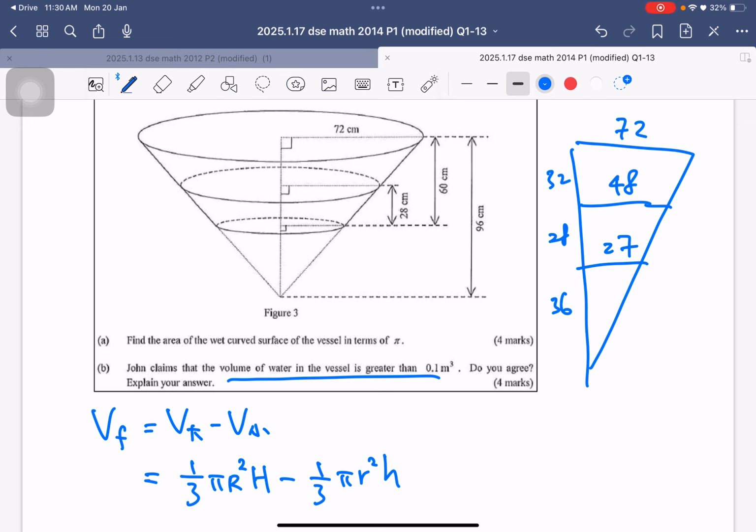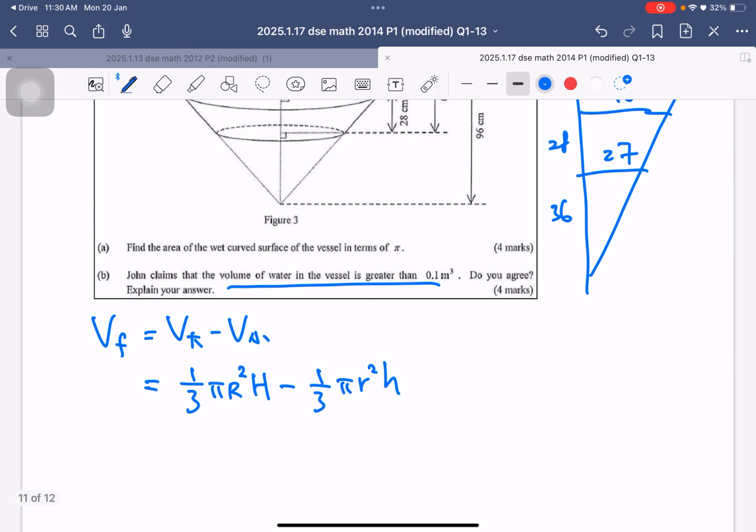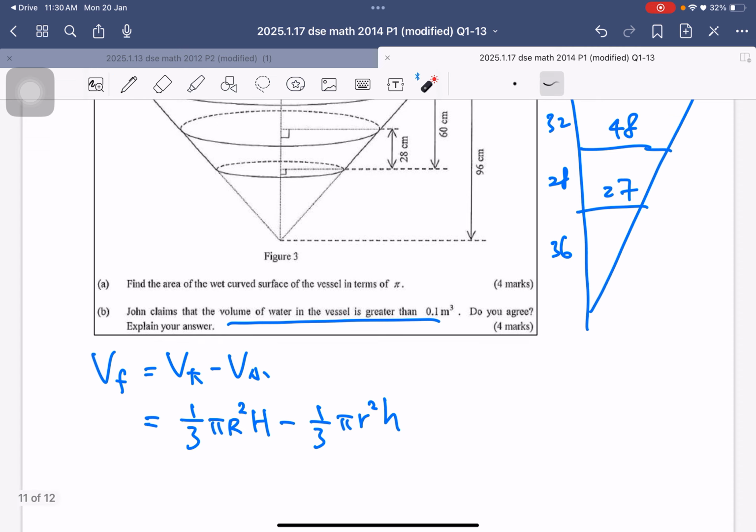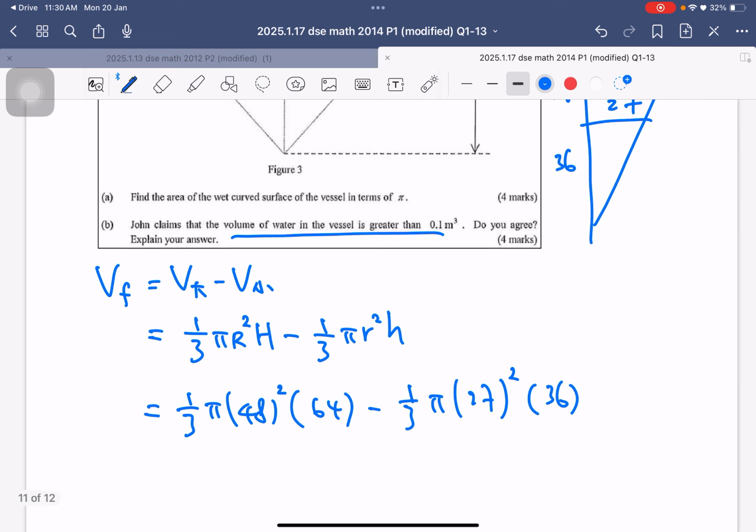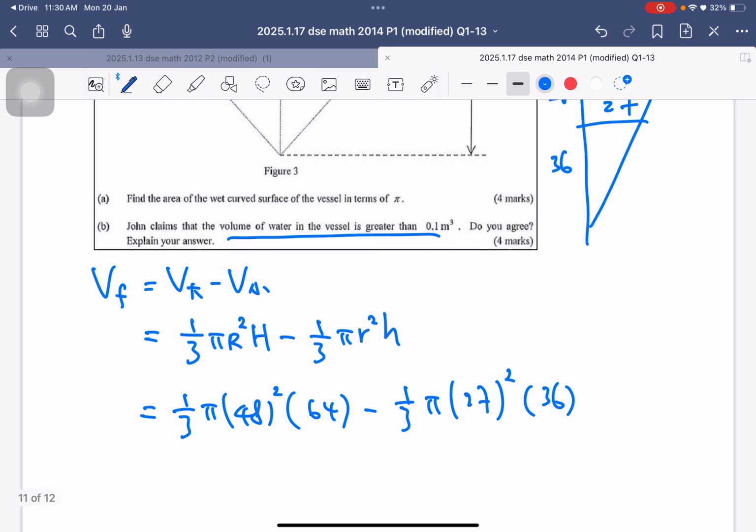Then what's the next part to do? Solve the equation. And then we just put everything in. Just substitute. Do we have the large radius? Yes. Then it's equal to 1 over 3 pi times 48 squared times 28 plus 28, that is 64, and then minus 1 over 3 pi times 27 squared times 36. And then calculate what this is equal to.